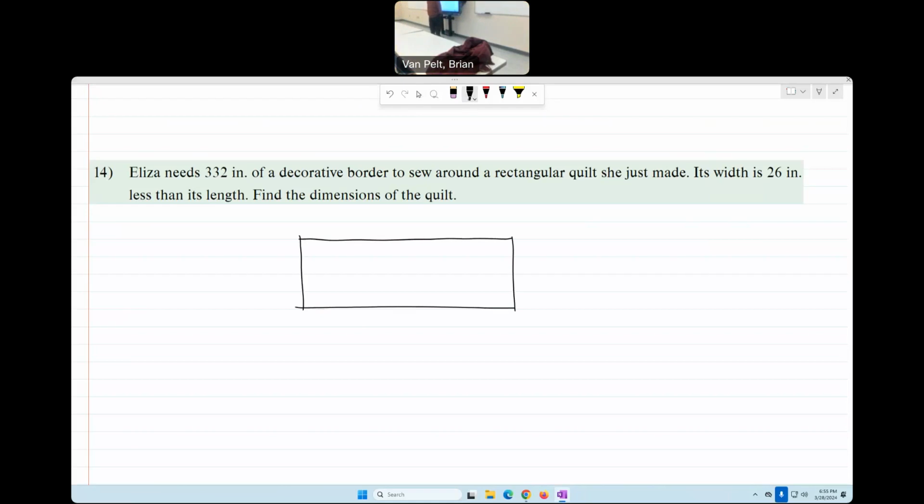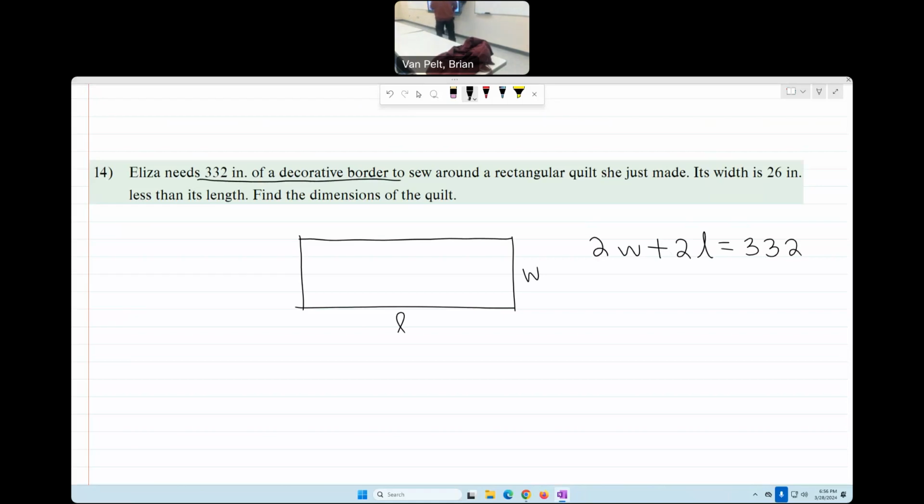So we call this L and we call this W, right? First, she needs 332 of decorative border. That goes all the way around, so that's the perimeter, correct? So I have 2W plus 2L equals 332.